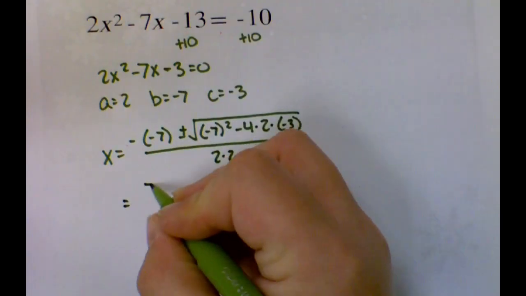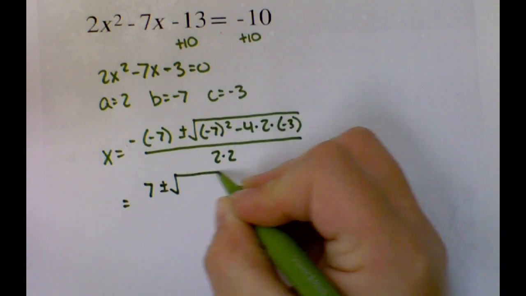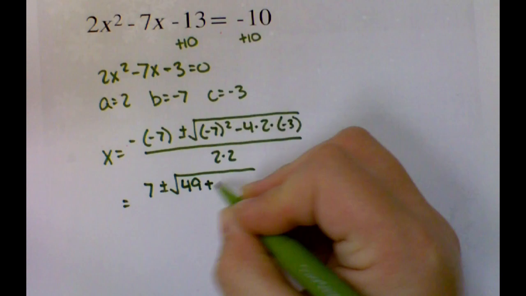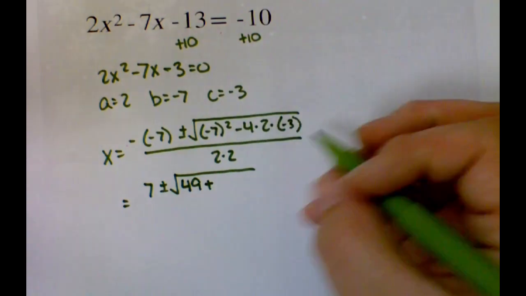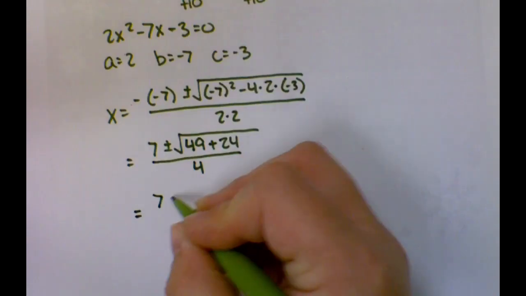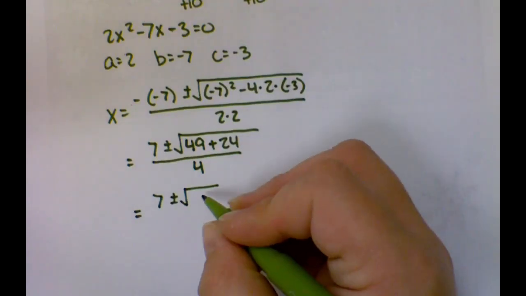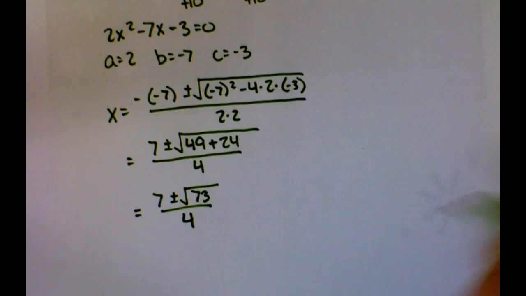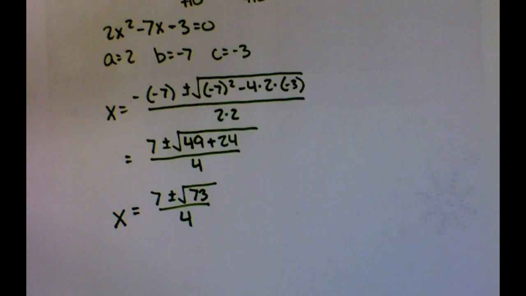Well, double negative makes it a positive 7 plus or minus the square root, negative 7 squared is 49. 4 times 2 times 3 will be 24, and it'll be a plus, all over 4. Add together those numbers inside the square root, I get 73. And the square root of 73 doesn't simplify, so that is my final answer, 7 plus or minus the square root of 73 all over 4.